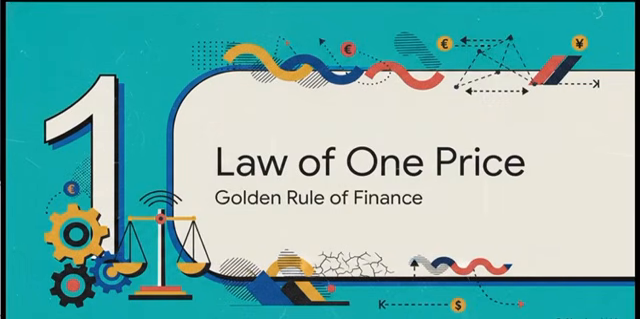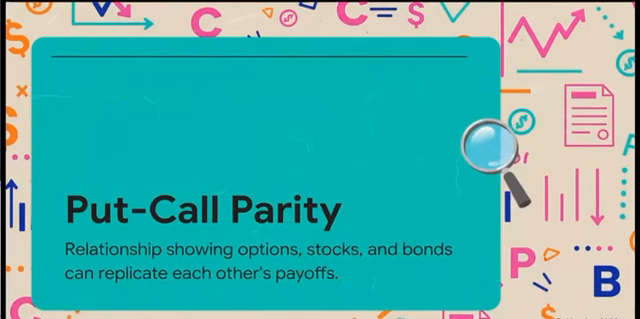This is basically the golden rule of finance, the one thing that prevents absolute chaos in the markets. To really understand this rule in the derivatives world, we have to look at put-call parity. It's a mathematical relationship showing that different combinations of options, stocks, and risk-free bonds can actually replicate each other's exact payoffs. Basically, it connects call options, put options, the underlying stock, and a risk-free bond together as long as they share the same strike price and expiration date. Think of it as the ultimate tool for making sure everything is priced consistently across the entire market.